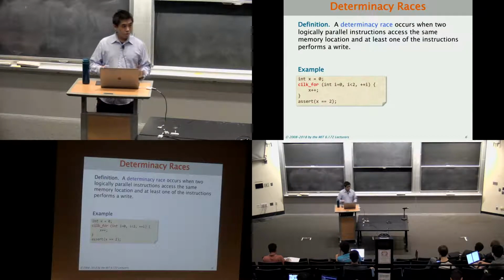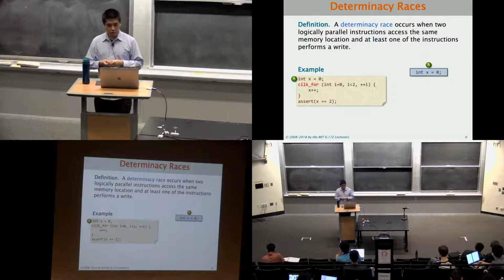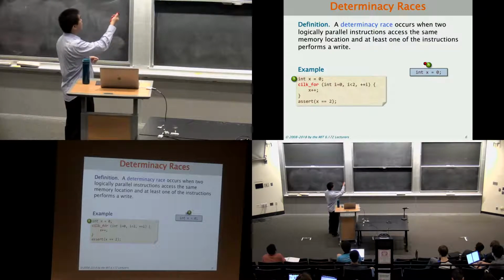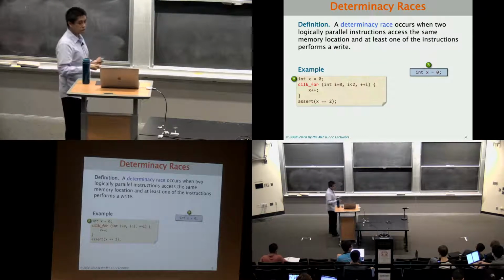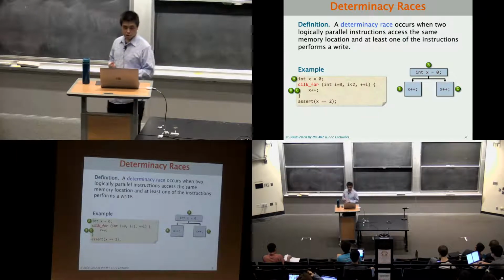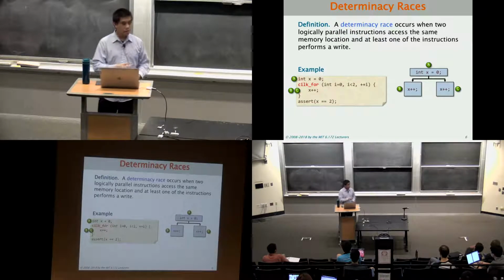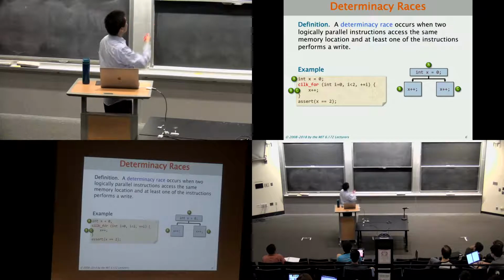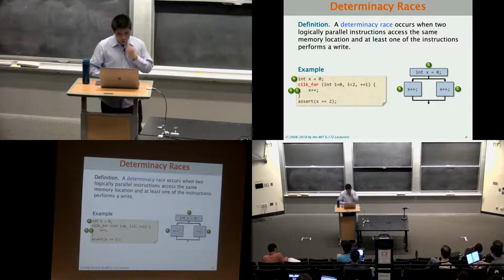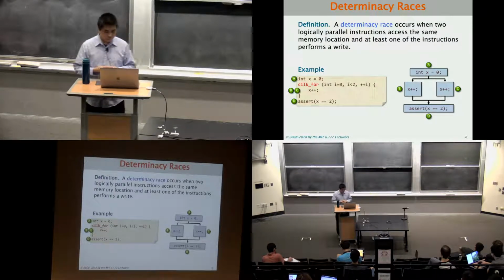In order to understand where the race occurs, let's look at the execution graph. I'm going to label each of these statements with a letter. The first statement, A, is just setting x equal to 0. After that, we're going to have 2 parallel paths, because we have 2 iterations of this cilk_for loop which can execute in parallel. Each of these paths is going to increment x by 1. And then finally, we're going to assert that x is equal to 2 at the end.